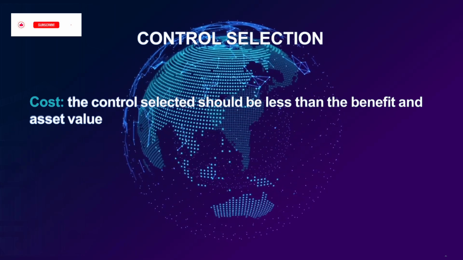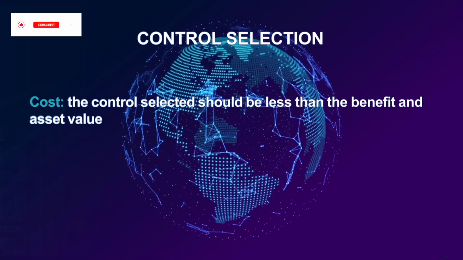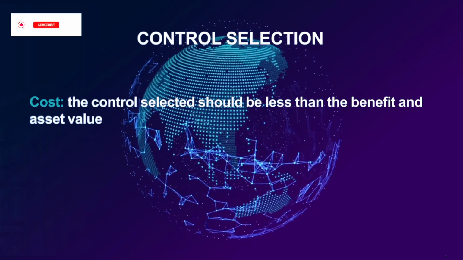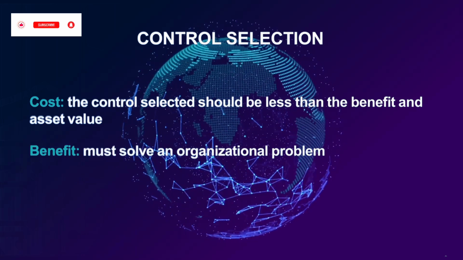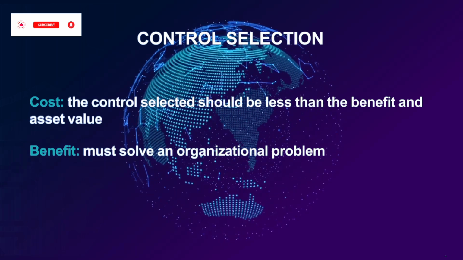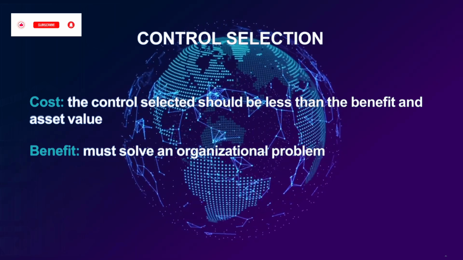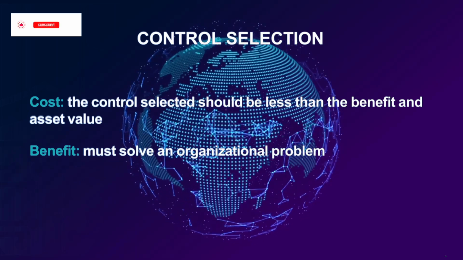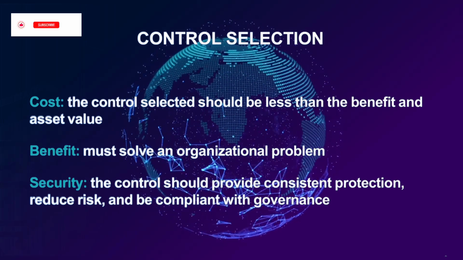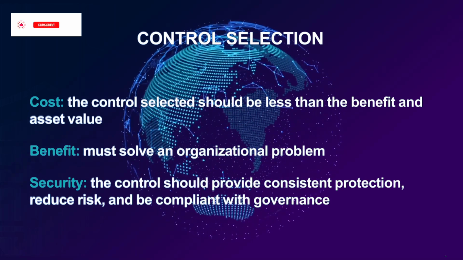The benefit has to do with what problem it is solving as it pertains to the organization. So when we are implementing controls, we don't want to just pick a control for the sake of doing so. We want them to solve a problem, and for whichever control we select, security is our overall focus. The controls, whatever they might be, should provide consistent protection, reduce risk, and be compliant with governance throughout the organization. And that's going to apply to users, system components, services, protocols, whatever it is that we are targeting for protection to reduce risk.